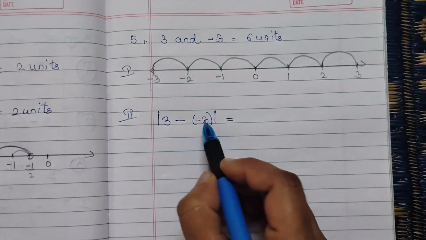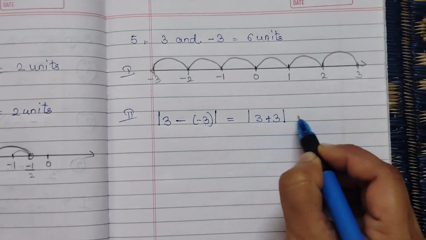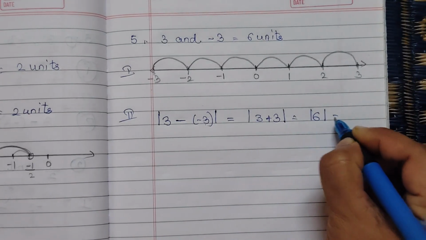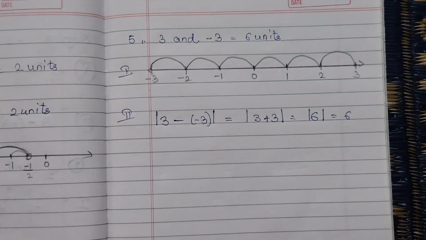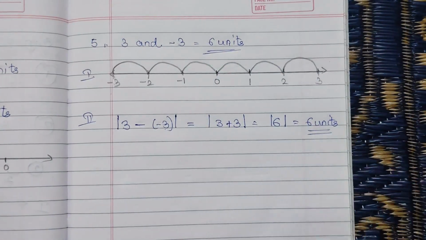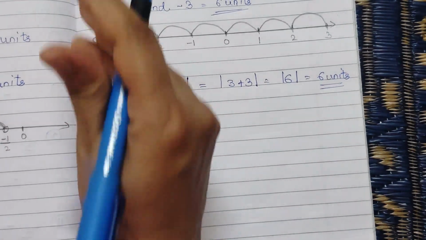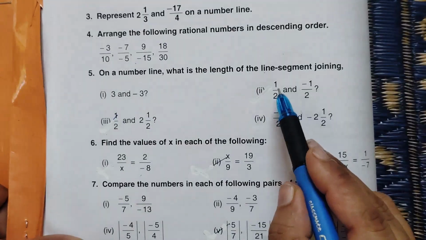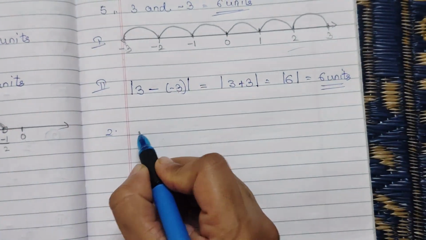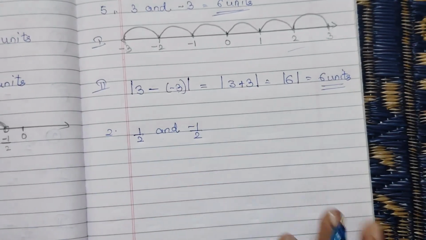So that's why we are putting the absolute value. Okay, so inside we are going to solve this. 3 minus minus plus. So 3 plus 3, we get what? 6. Okay. So absolute value of 6 is 6. So this is 6 units we got. Okay. See this. Second method. Okay. Same way now we will do the second one. What is the question? 1 upon 2 and minus 1 upon 2.